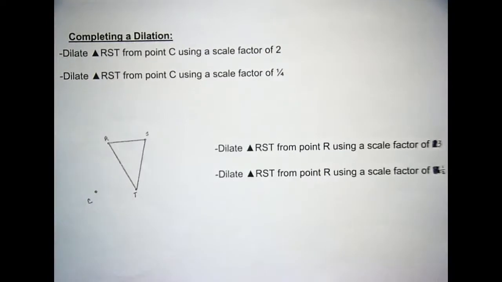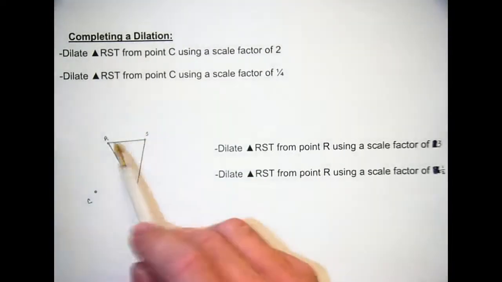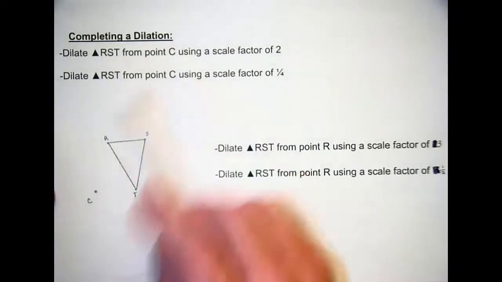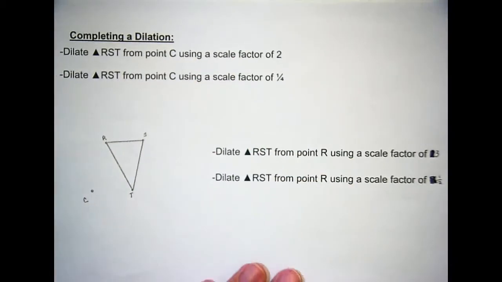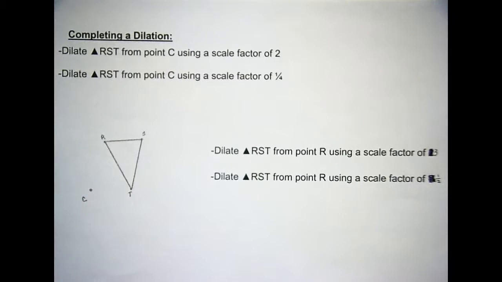Let's start with this together. Dilate triangle RST from point C using a scale factor of 2. The first thing you need, if you don't have a straight edge of some sort, is to get one. That'll make this a lot easier.